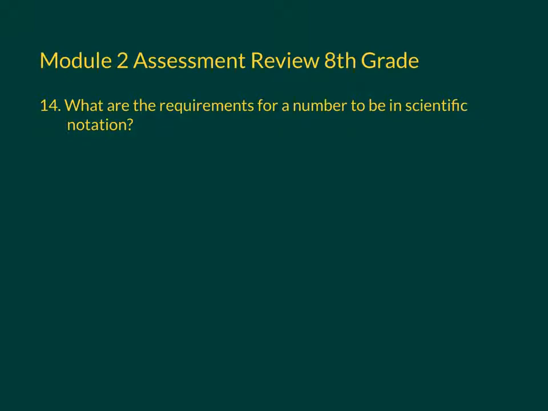For this video, for the review, we're going to look at scientific notation. So what are the requirements for a number to be in scientific notation? The first is that the factor, so that's the number out in front, has to be between 1 and 10. And remember, that's because we're pulling out powers of 10.